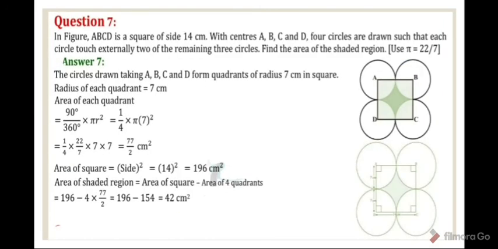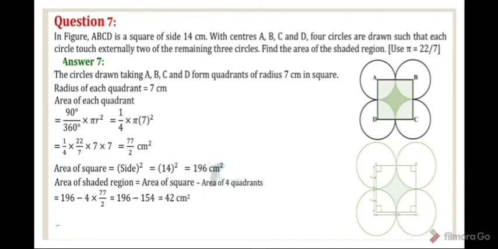I will discuss question number 7. In the figure, ABCD is a square of side 14 centimeter with centers A, B, C and D. 4 circles are drawn such that each circle touches externally 2 of the remaining 3 circles. Find the area of the shaded region.